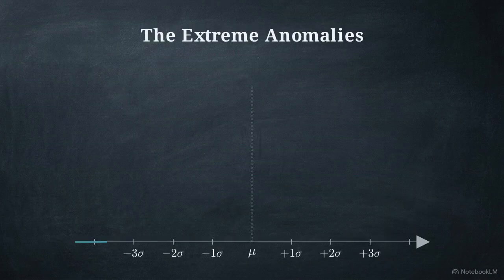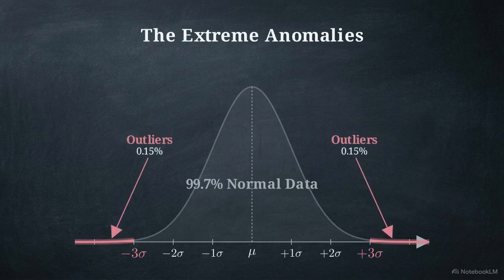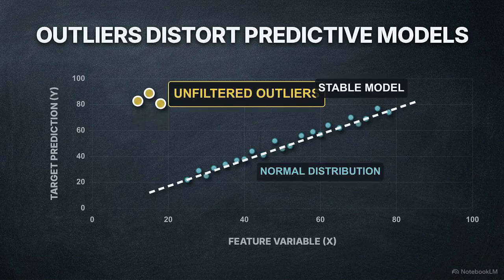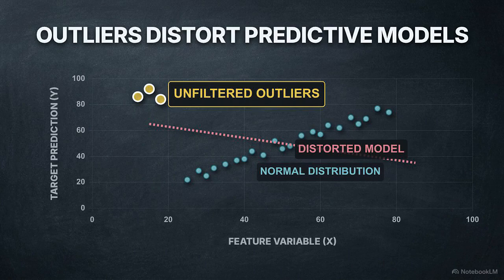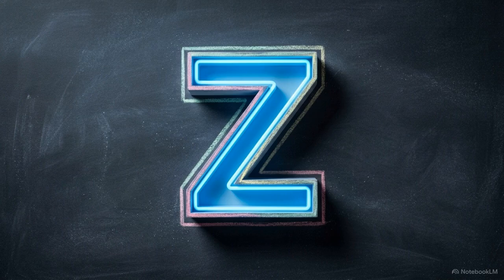We are now left with the final 0.3% of the data. These are the values sitting at the extreme tips of the tails. These points are outliers. They represent anomalies that can distort a predictive model if they aren't filtered or addressed during pre-processing. This Python filter isolates those anomalies by identifying every row with a distance from the mean greater than 3 units. This logic is powered by the z-score.